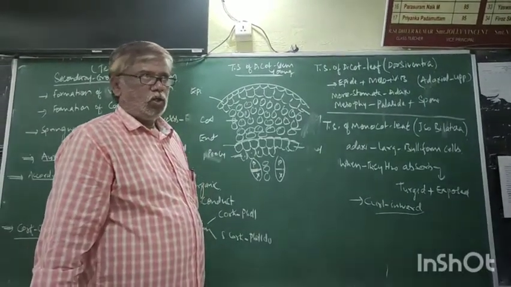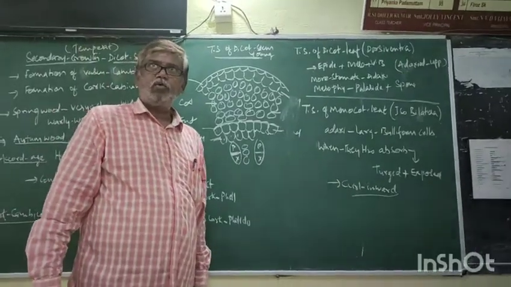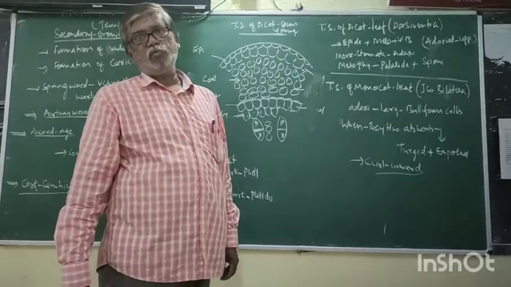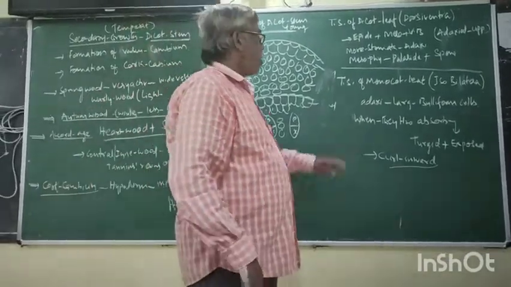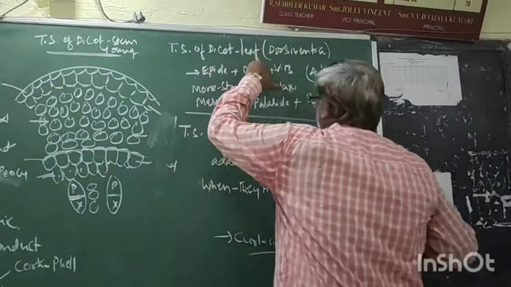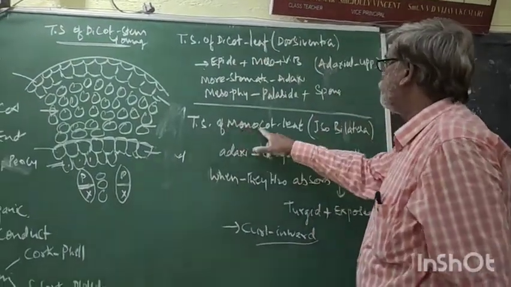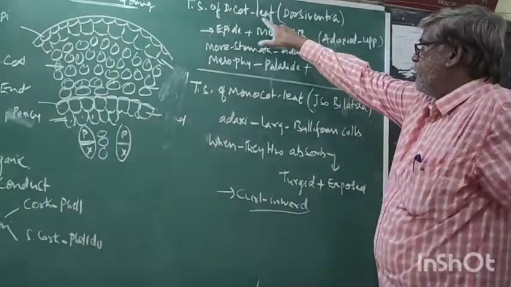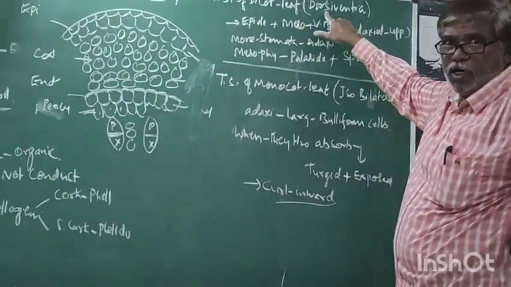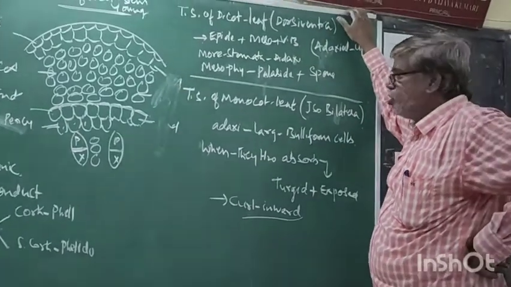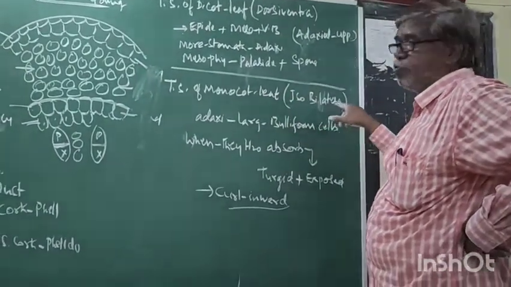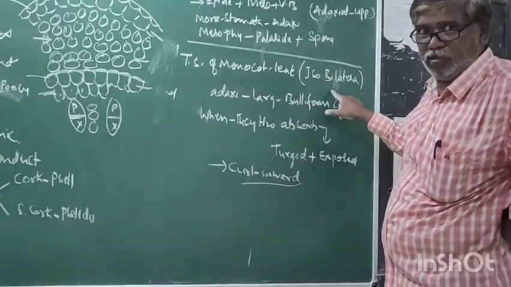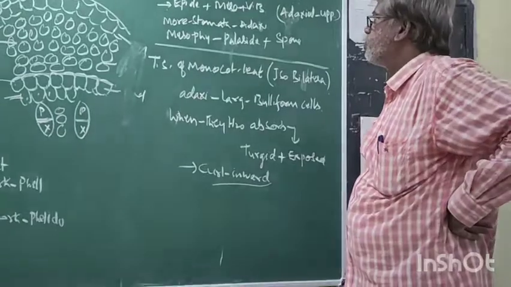Now, the anatomy of the dicot root, monocot root, dicot stem and monocot stem is completed. Now, the TS of the dicot leaf and the TS of the monocot leaf. The TS of the dicot leaf is also called dorsiventral. The monocot leaf is called isobilateral. Why is it dorsiventral? Why is it isobilateral? We can discuss it now itself.